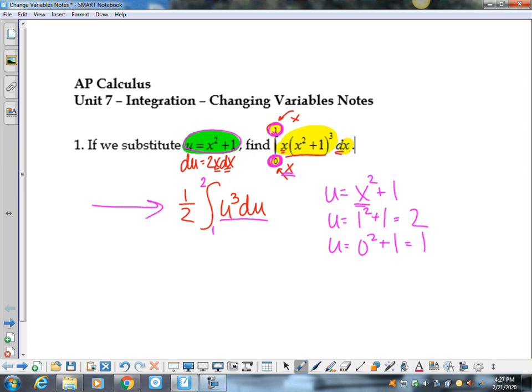So let's stop right here for just a second. Sometimes you're going to see multiple choice that's just these setups. So notice it was in terms of x's, now it's in terms of u's. My upper and lower bounds were in terms of x's, and now they're in terms of u's. So they could stop right there. But what we can do is go ahead and integrate it.